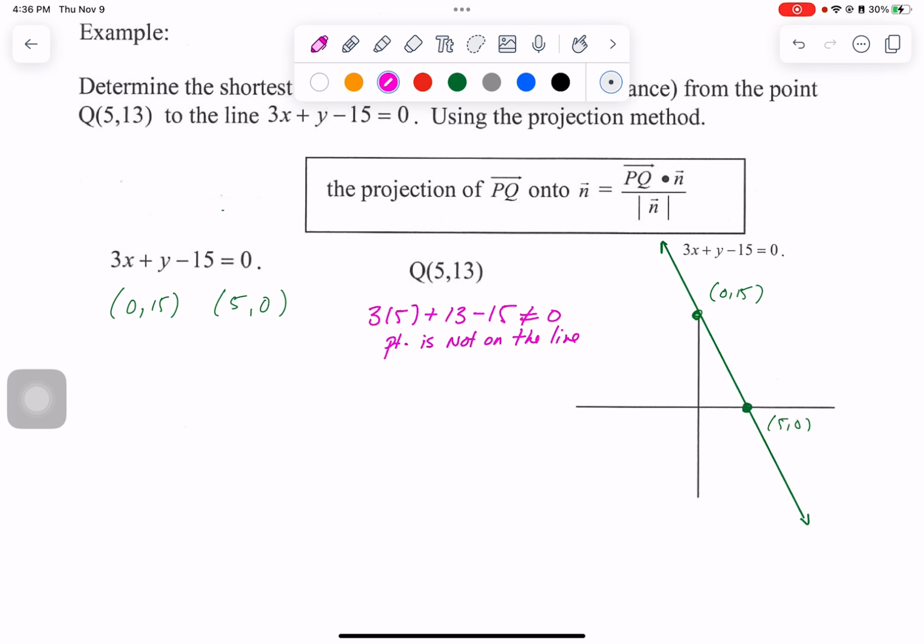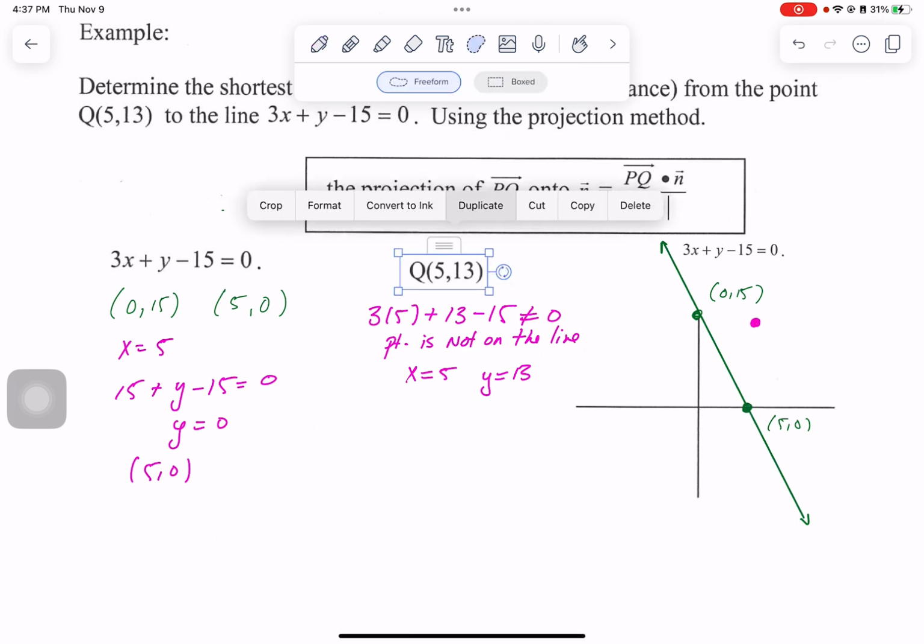So now that means the point's not going to be on the line somewhere. And if I want an accurate diagram, I got to figure out whether it's going to be above or below the line. So for this point, when x equals 5, y equals 13. For my line, when x equals 5, I'm going to get 15 plus y minus 15 equals 0. I'm going to get y equals 0. So this one's going to be (5, 0). I guess we knew that already. And this one's going to be (5, 13). That was kind of really dumb of me to do. I'm a little embarrassed by that. So I'm going to be about here. This is going to be my point, (5, 13).